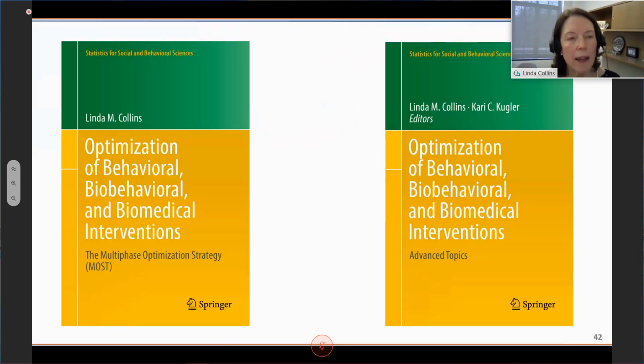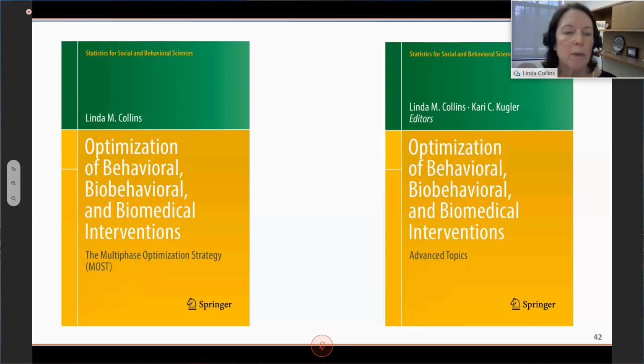And this is my last slide. I just want to point out to you that there are two books that came out. They're quite recent. They came out just last year. The one on the left is an authored book. It offers a comprehensive introduction to the multi-phase optimization strategy. And the one on the right is an edited book that covers a number of advanced topics.